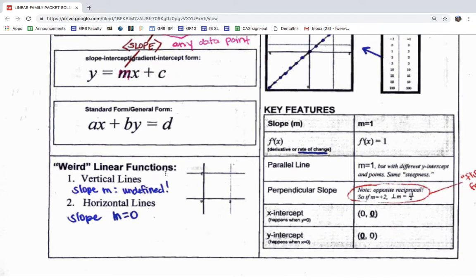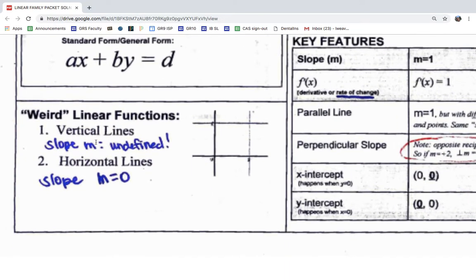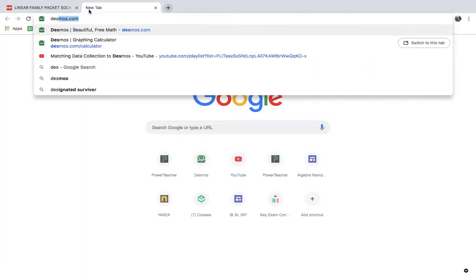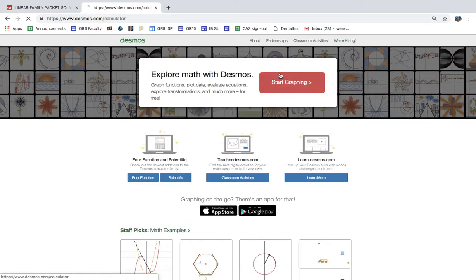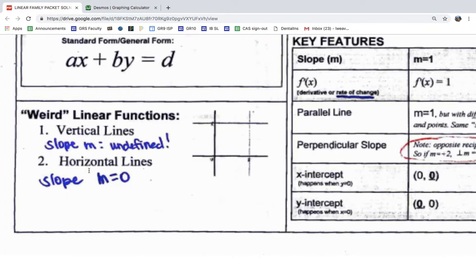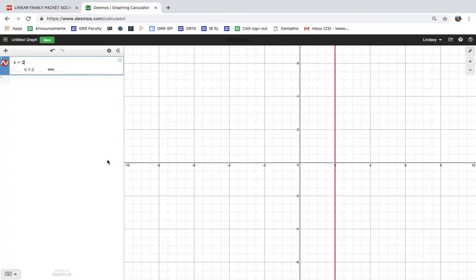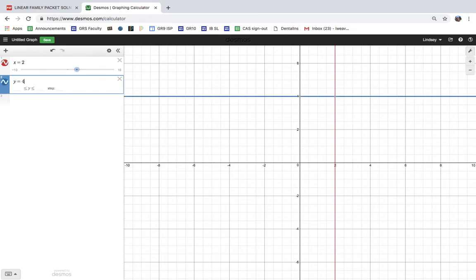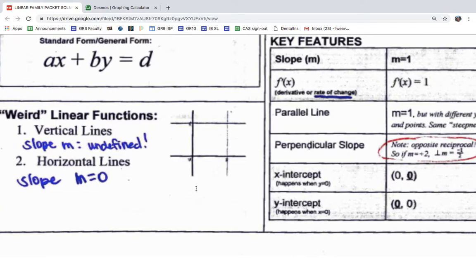There's a couple of weird lines that we run into. A vertical line would be one that runs straight up and down. So that would be an example, x equals 2. So if I go to Desmos and I graph x is equal to 2, that has no slope. The slope is undefined. There is no rise over run. And then another weird line is a horizontal line, and that just means that we have no up and no down. The slope would be equal to 0, so that would be like if y equals 4. The slope would be 0, and it would just be y equals 4.